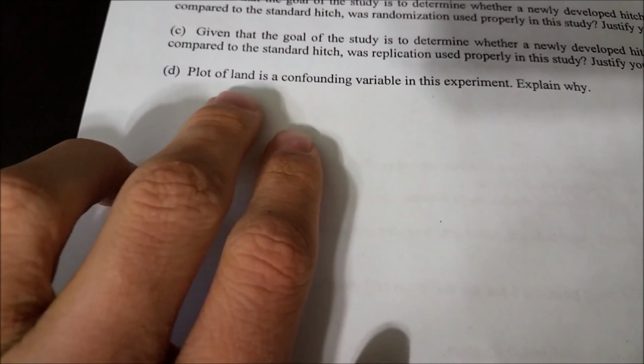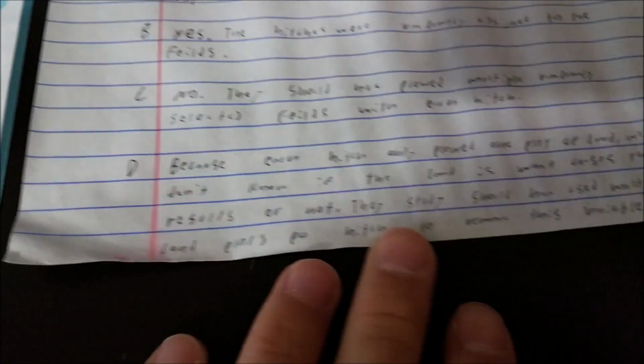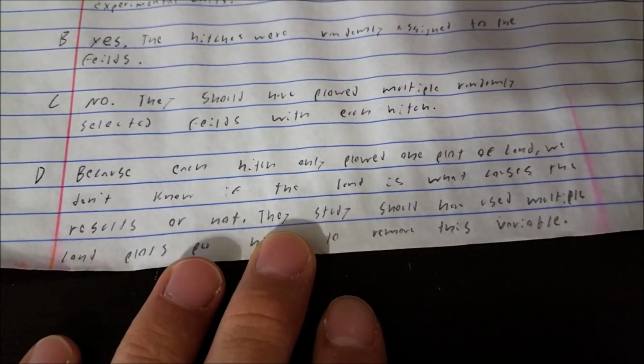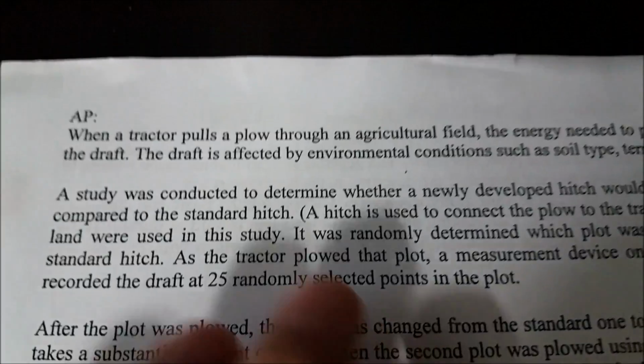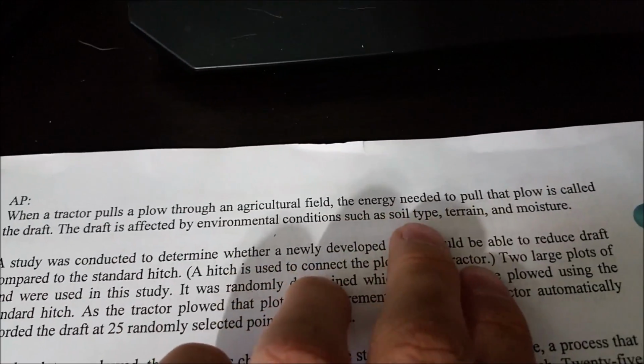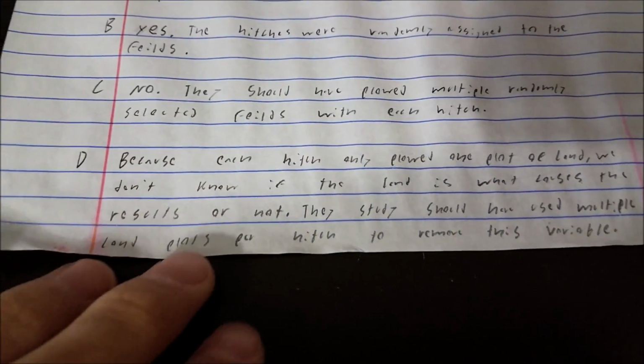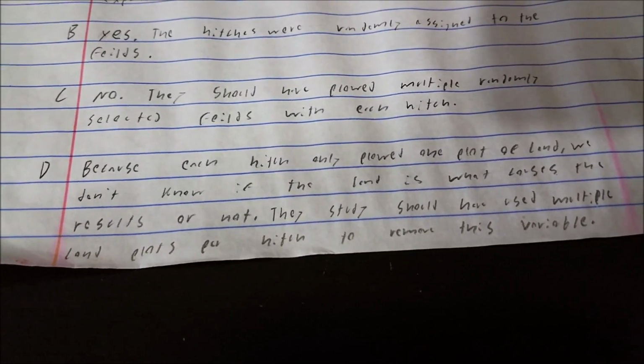Okay, plot of land is a confounding variable in this experiment. Explain why. So that's basically what I just said. Because they only plowed 1 plot of land with each hitch, we don't know if it's the environmental factors in that plot that led to the data. Because remember up here, it said that the draft is affected by environmental conditions such as soil type, terrain, and moisture. And it's not very likely that the plots had the exact same composition of soil. So the differences in these plots is going to lead to differences in measurements.